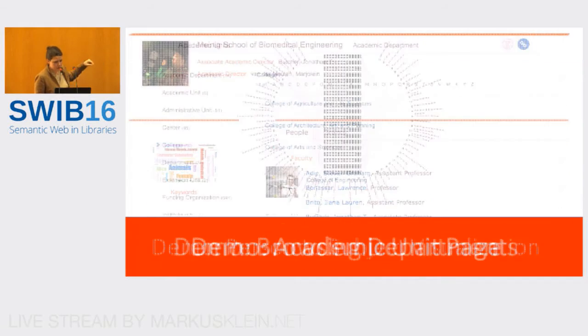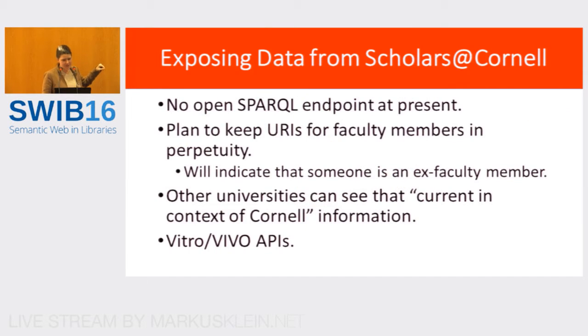But going through the screenshots, there are screenshots in there in case. Exposing data going forward, we don't have a SPARQL endpoint at present, but built into Vitro and VIVO are a variety of APIs, and so that's something that is actively being developed. We do want other universities to start seeing that they can use this data, the context of Cornell's scholarly output. Maybe Harvard wants to see it and see how it compares or what's going on. That's something we're actively thinking about building out.